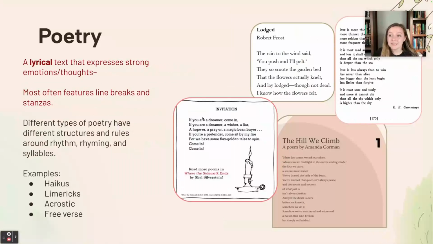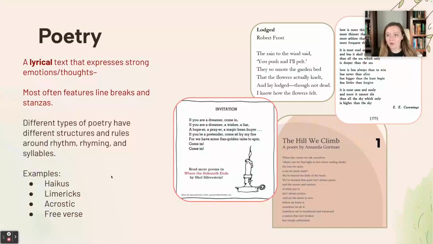Poetry is another literary text type because poetry is literature. This is one of those lyrical texts though. It's meant more for expressing feeling than for entertaining and giving a story. Now, poems are really easy to recognize because they have line breaks. The line doesn't go all the way across the page, and they have stanzas.